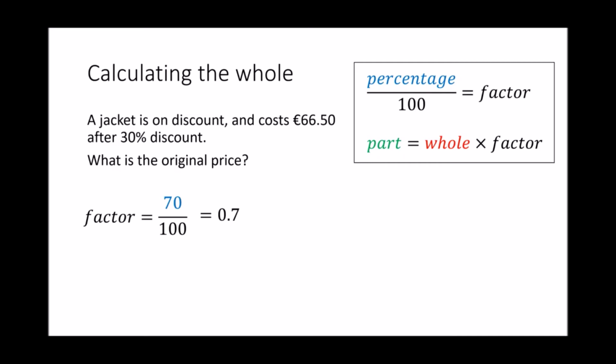I know the part, I know the factor. So the part, 66.5, equals the whole times 0.7, the factor. This is an equation we can solve. To get the whole, we have to divide by 0.7. So the whole is 66.5 divided by 0.7, and it turns out that the 100%, the original price, was 95.